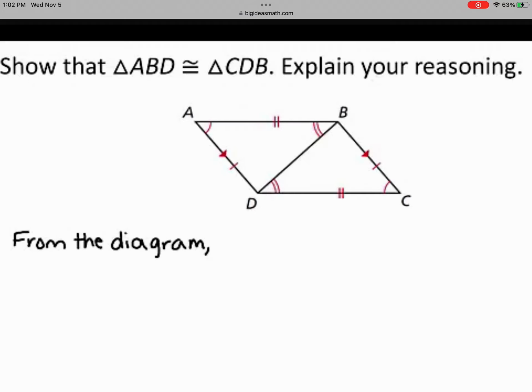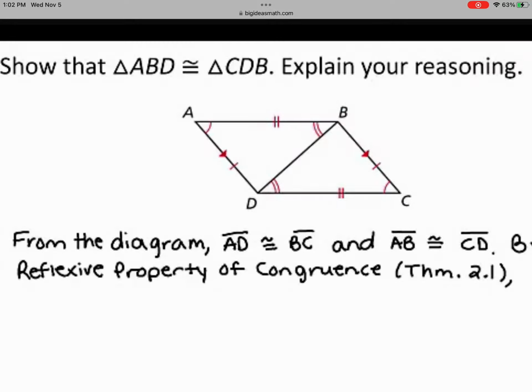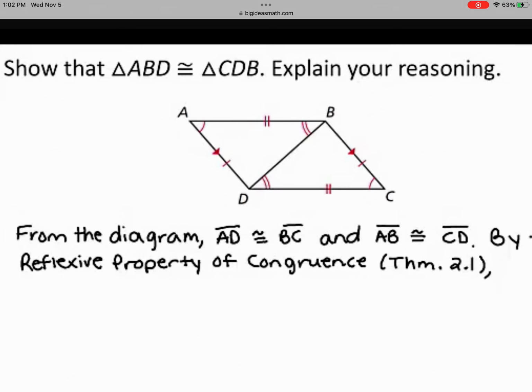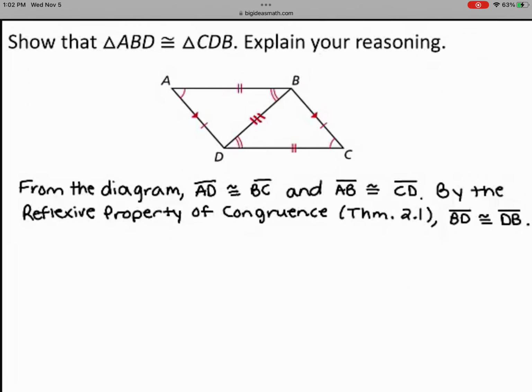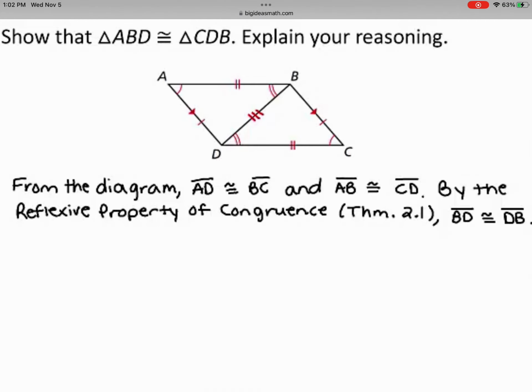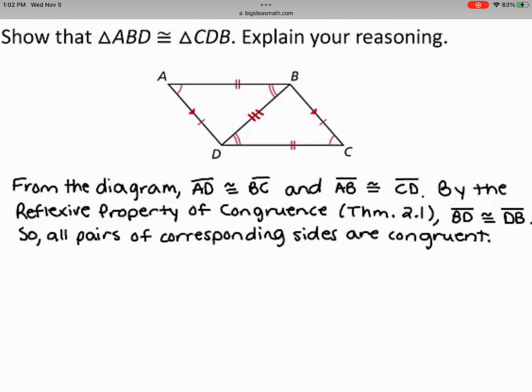From the pair of single tick marks on the diagram, you know that side AD is congruent to side BC, and from the pair of double tick marks on the diagram, you know that side AB is congruent to side CD. Also, by the reflexive property of congruence, you can state that side BD is congruent to side DB. So, all pairs of corresponding sides are congruent.